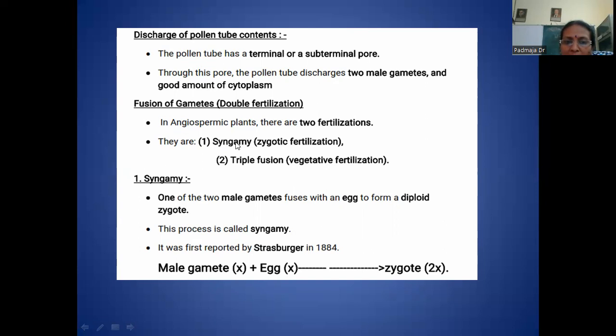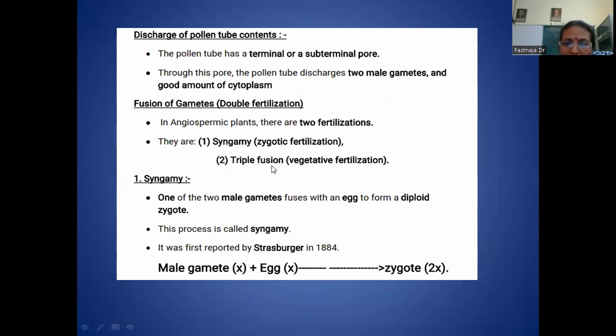There are two types. One is the first fertilization, known as syngamy. As a result of syngamy, one male gamete fuses with the egg to form a diploid zygote. So that is called zygotic fertilization. And another one is known as the triple fusion.